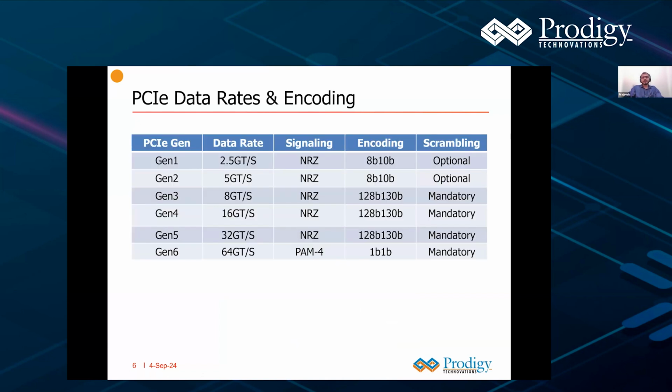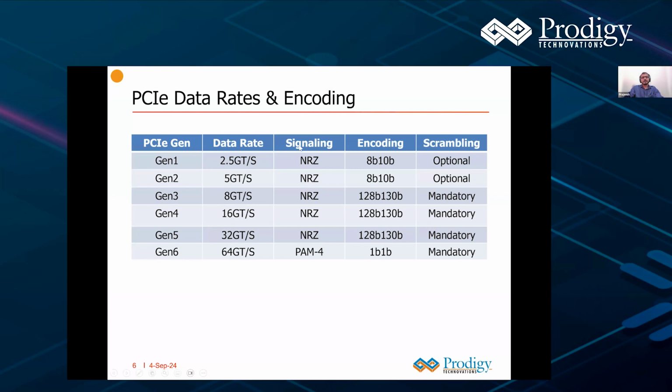So these are the data rates supported by the PCIe protocol. Gen1 starts at 2.5 gigatransfers per second. So based on the number of lanes, it can be 2.5 Gbps, or 2.5 Gbps times 16 if there are 16 lanes. And Gen2 is at 5, Gen3 at 8, Gen4 at 16, Gen5 at 32, Gen6 is at 64 gigatransfers per second, and Gen7, which is currently under development, will support 128 gigatransfers per second.